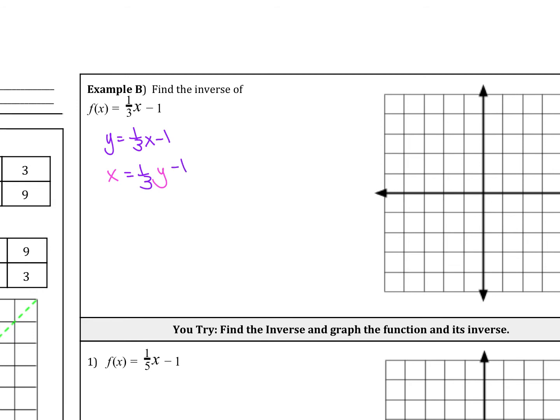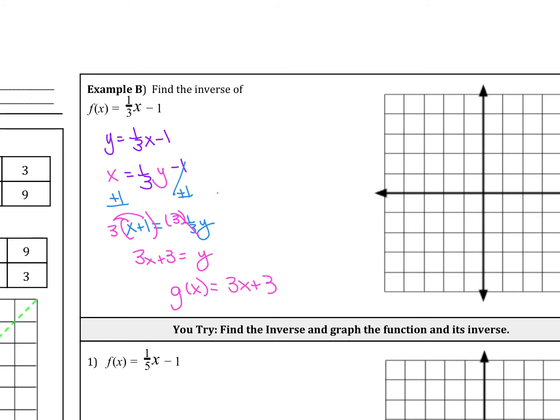Now we solve for y. Let's add 1 to both sides. We get x plus 1 equals 1/3 y. Then to get y by itself, we're going to multiply both sides by 3, remembering to distribute to everything on the left. So this becomes 3x plus 3 equals y. And then remember we write that as g of x equals 3x plus 3.